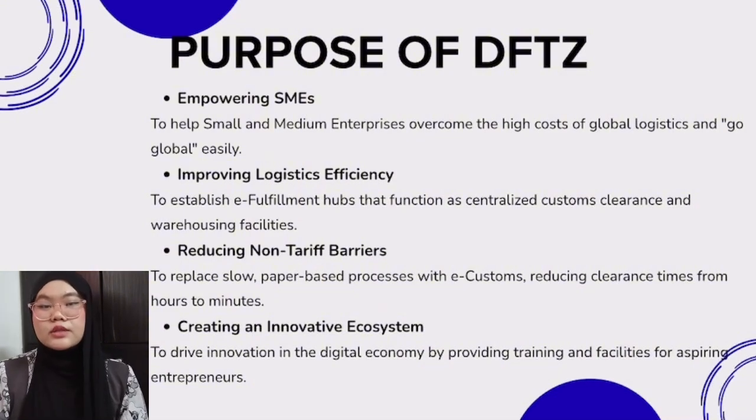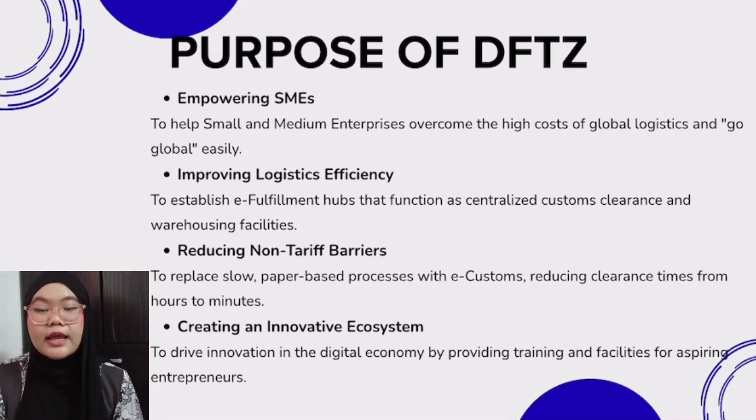Thirdly, a major goal is to drastically reduce cargo clearance time from several hours to just a few minutes. By utilizing high-tech e-fulfillment hubs at the KLIA Aeropolis, logistics are centralized and automated. For instance, perishable goods like Malaysian fruit can now be processed and shipped much faster, ensuring they maintain high quality when they reach global consumers in markets like China and also the Middle East.